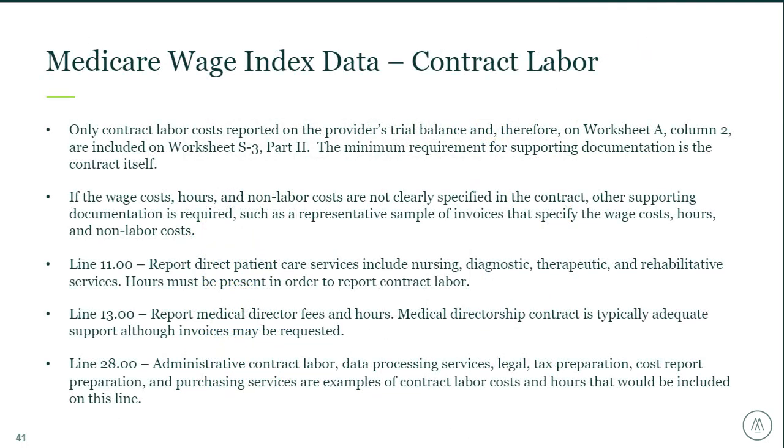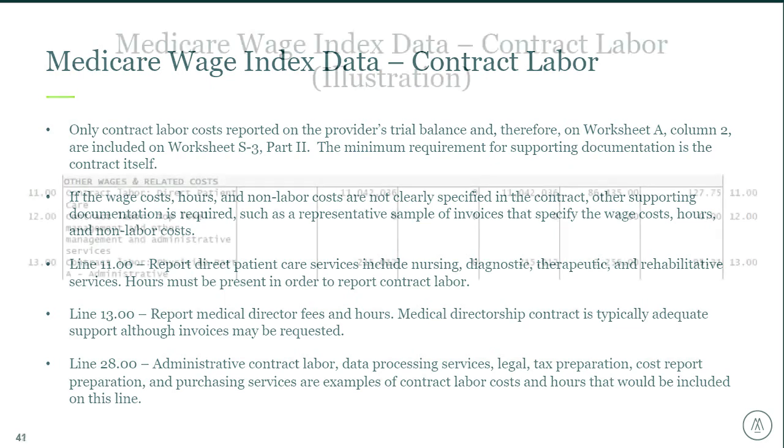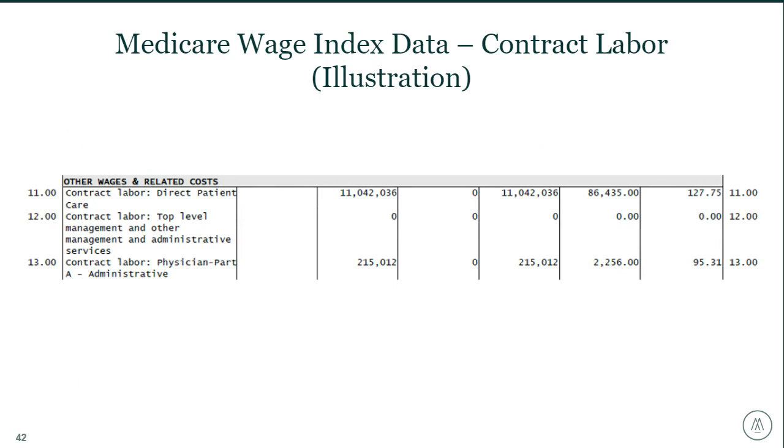Contract labor. Only contract labor from your respective trial balance can be reported for the wage index. If wage costs and hours are not clearly identified within the contract, other supporting documentation will be required, such as invoices. Contract labor is reported on the following lines for the S3. Line 11, which is direct patient care. Line 13 is medical director fees and hours. And line 28 is any admin, legal, tax, consulting costs and hours. Here's an illustration of where contract labor is inputted on the cost report.